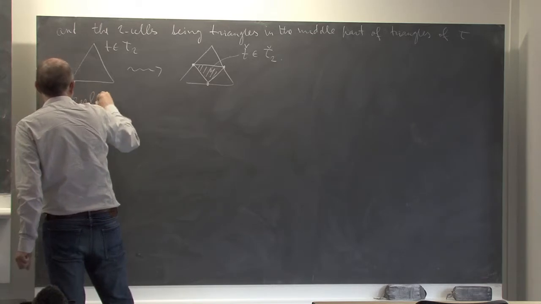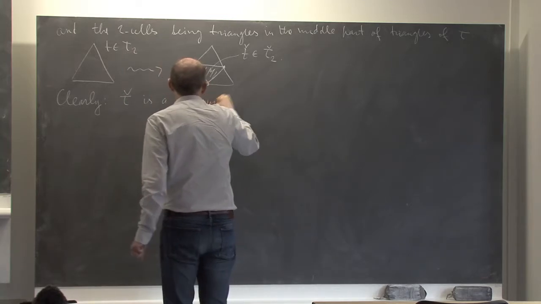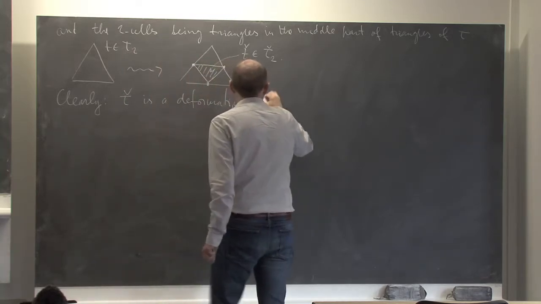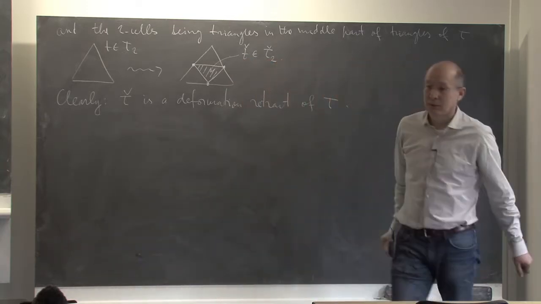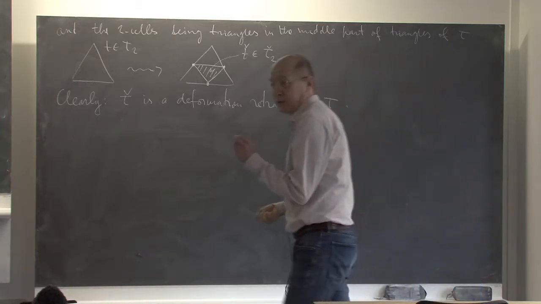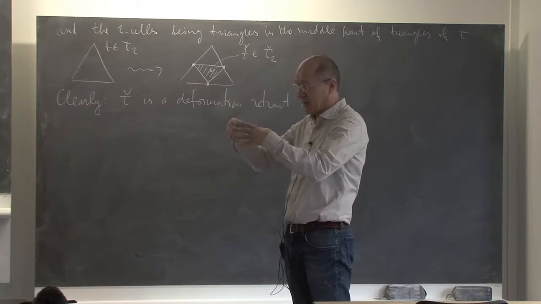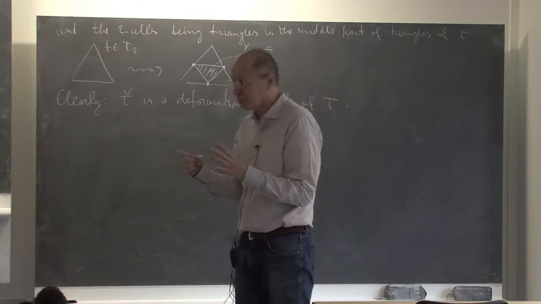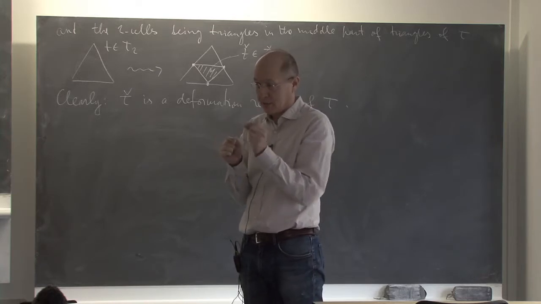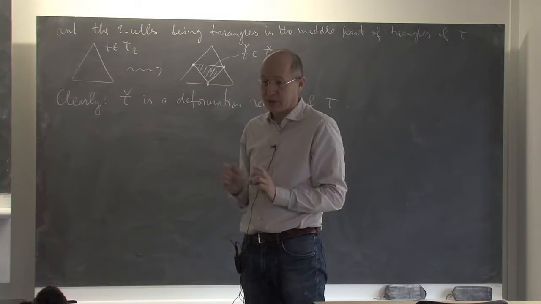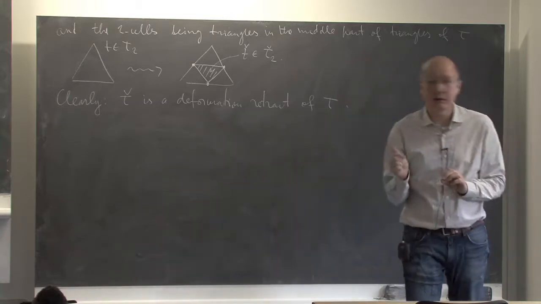Clearly, tau check is a deformation retract of tau, right? Because our surface is punctured, so we have disks centered at the punctures, and then we just retract all radii of each disk to the boundary. So is it clear, this part?